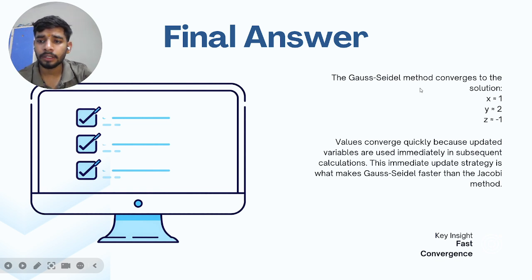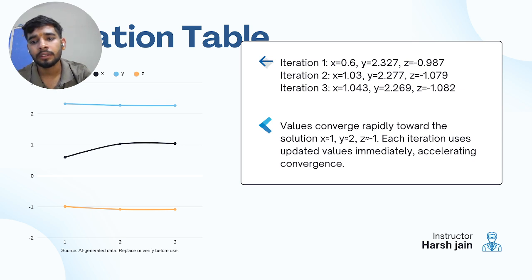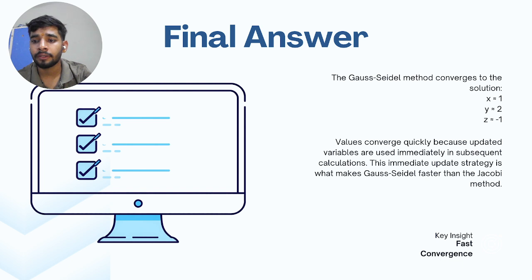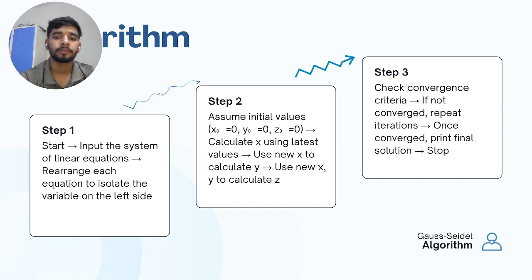The final answer we got by the Gauss Seidel solution is x equals 1, y equals 2, and z equals minus 1. The values converge very quickly, as we have seen. In just three iterations, we get our desired values, because the variables are used immediately in subsequent calculations. This immediate update strategy is what makes Gauss Seidel faster than the Jacobi method.